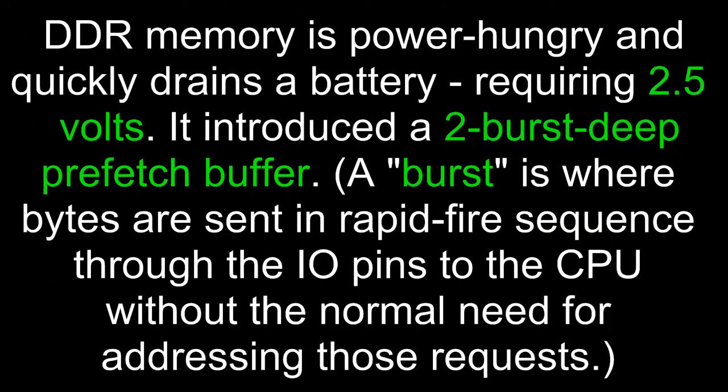DDR memory is power-hungry and quickly drains a battery, requiring 2.5 volts. It introduced a 2-burst deep prefetch buffer. A burst is where bytes are sent in rapid-fire sequence through the I/O pins of the CPU without the normal need for addressing those requests.